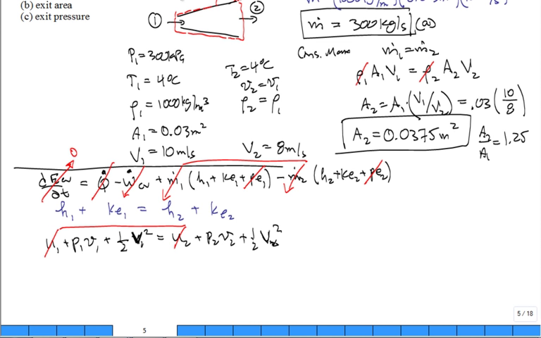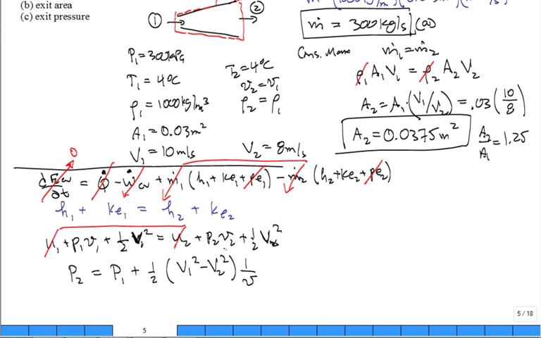So what we find is that the final pressure, the exit pressure, is equal to the inlet pressure plus 1/2 (V1 squared minus V2 squared) divided by the specific volume, because v sub 1 is equal to v sub 2. It's just v, the specific volume. It's incompressible. True?